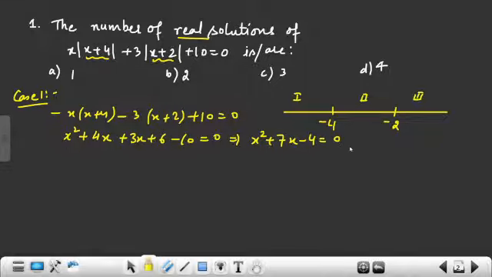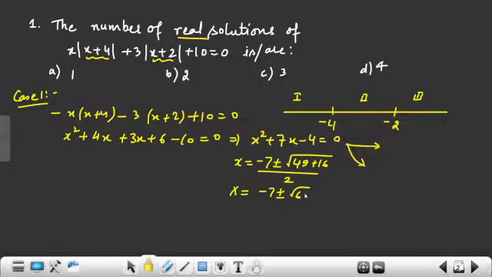Now you can solve easily, right? Now it is just a 10th class question. We have two values from here. So what are the x values? That is minus 7 plus minus root of 49 plus 16, by 2a. So the x value is minus 7 plus minus root 65 by 2. So root 65 is 8.1 something, I will assume. Minus 7 plus 8.1 by 2 is a positive value, so this value will get rejected.